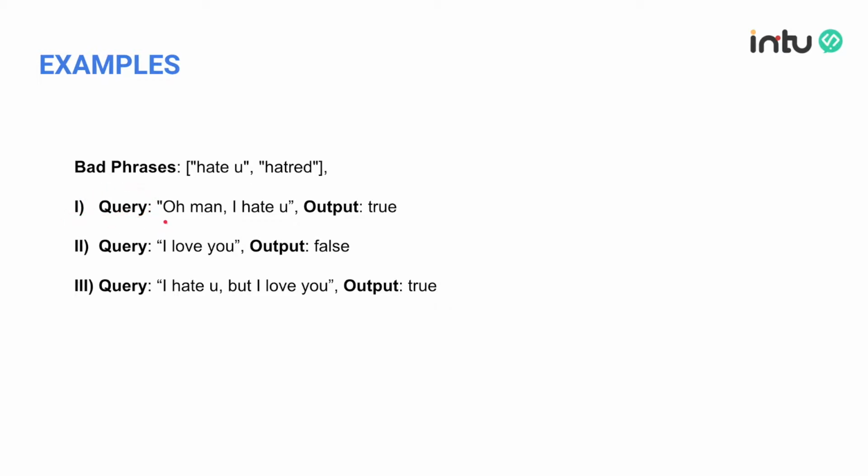The first query, oh man, I hate you. It should output true because hate you is included. It's a bad phrase. Let's look at the second query. I love you. The output should be false because it doesn't include any of the bad phrases within the query. The third one, I hate you, comma, but I love you. It should output true because it still contains one of the bad phrases right here.